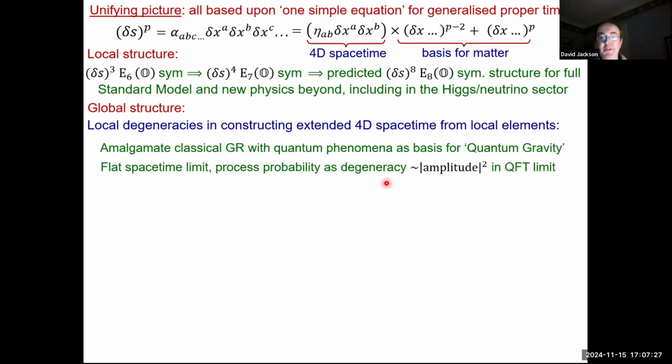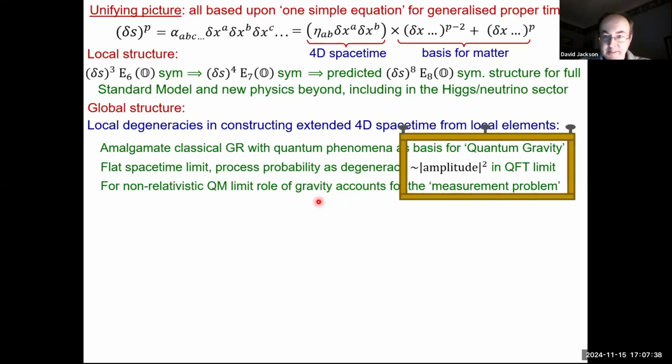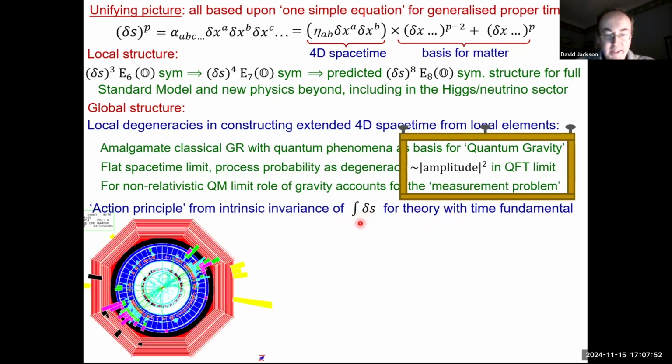I'm also trying to reproduce amplitudes in terms of degeneracies for constructing the space-time, and also account for the measurement problem by taking into account this holistic property of gravity. So these things are all guides to putting this theory together. And one thing that pins it together is replacing the action principle by invariance of generalized proper time, essentially giving these extra constraints, replacing the Lagrangian.